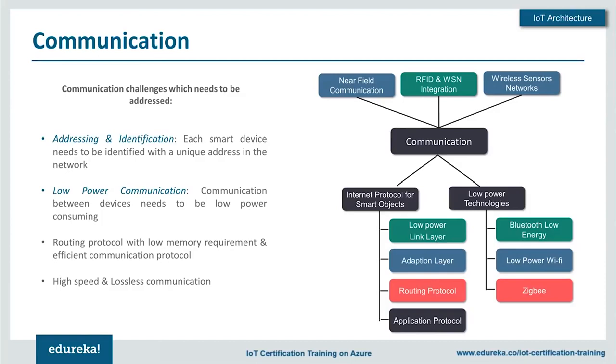Usually, a low power IPv6 is used for this communication, which helps in passing information from these sensors onto your processing or your cloud infrastructure. Now, again, when I come down to low energy technology, my main challenge with respect to communication is always to ensure that low energy technology is most probably used.